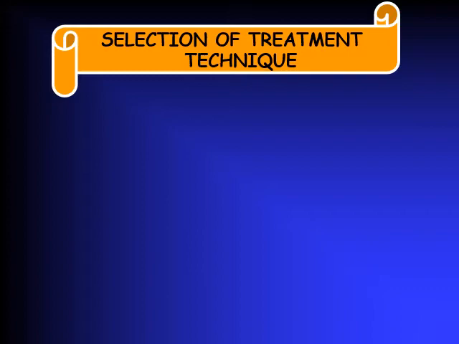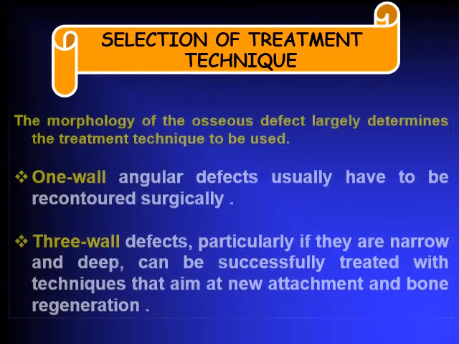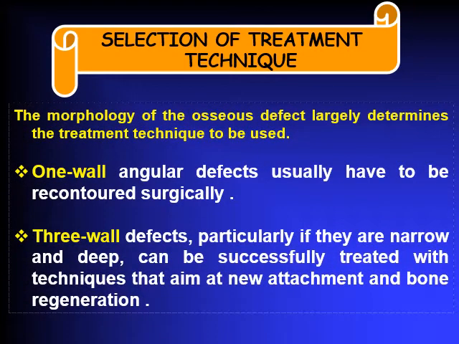Now, how to select the treatment technique? The morphology of the osseous defect largely determines the treatment technique to be used. For example, a one-wall angular defect usually has to be recontoured surgically with osteotomy, as I will discuss with you in the next figures.